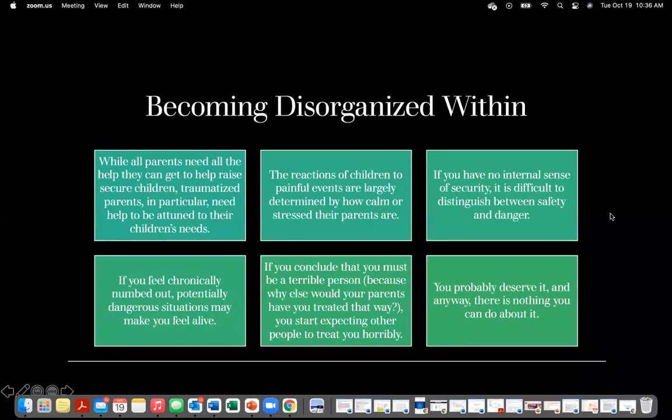All right, so becoming disorganized within. Again, if you are not attended to, if you are not validated, if you are not acknowledged, it can affect you in a way where you learn, my needs aren't important, I am inherently flawed. So again, your brain is trying to make sense of why your needs aren't being met.